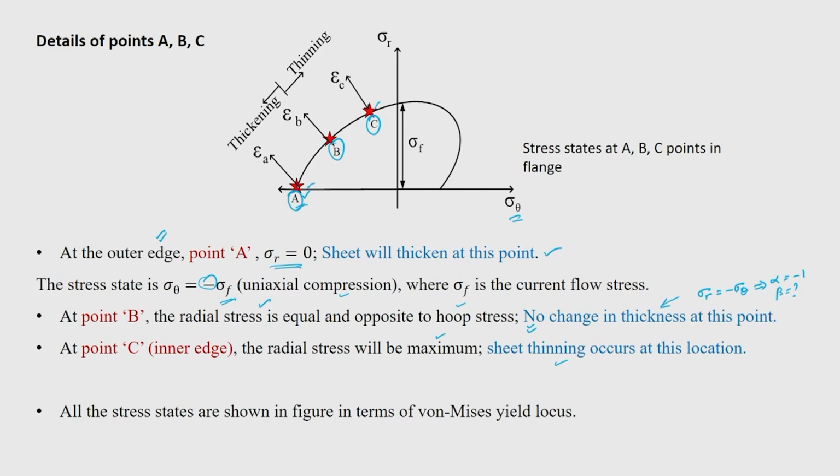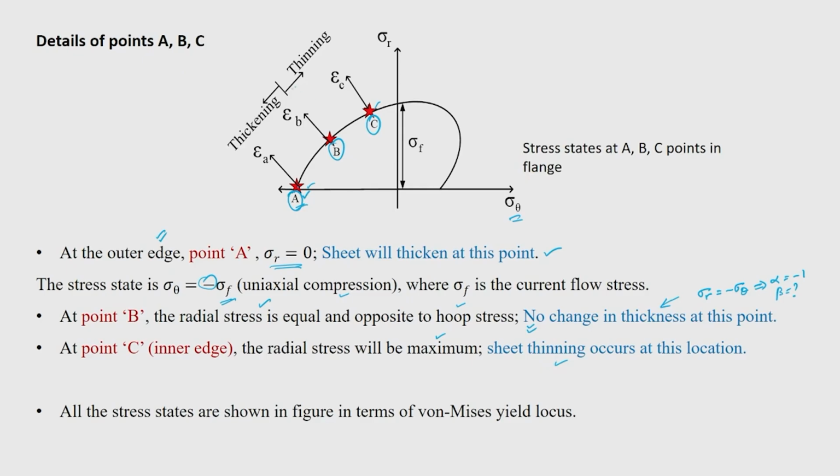So at the edge you will have thickening, and somewhere in the mid location you will have no change in thickness. So that means the thickness strain is going to be 0. And in the die corner region you will have sheet thinning. So that is the way these A, B, C points are actually characterized.